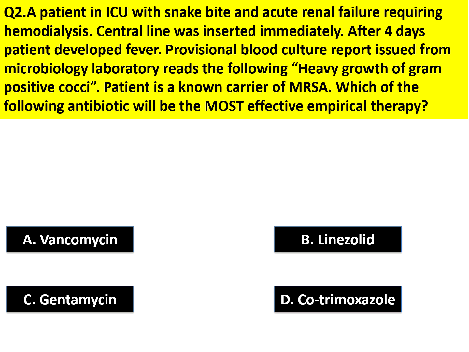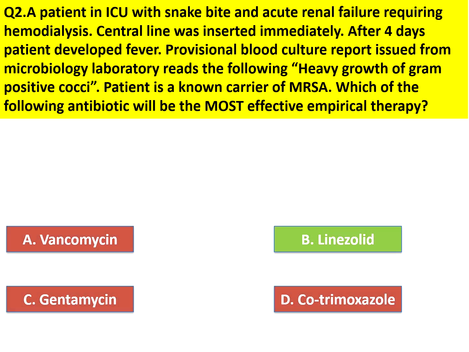Now, the question is saying that the patient is in renal failure, acute renal failure. So among these two antibiotics, we should choose a drug which has less renal toxicity. So among vancomycin and linezolid, which one has less renal toxicity? It is linezolid. So the best empirical therapy in this case will be linezolid.